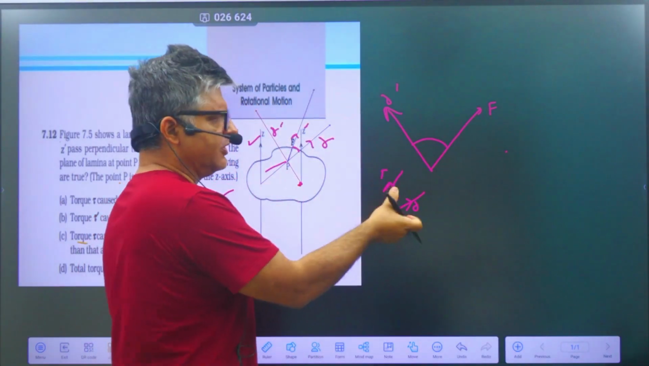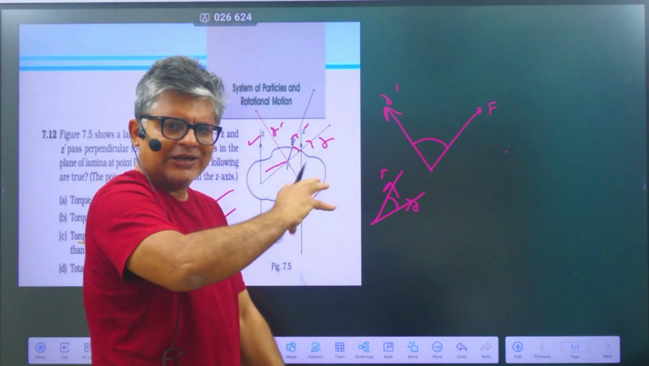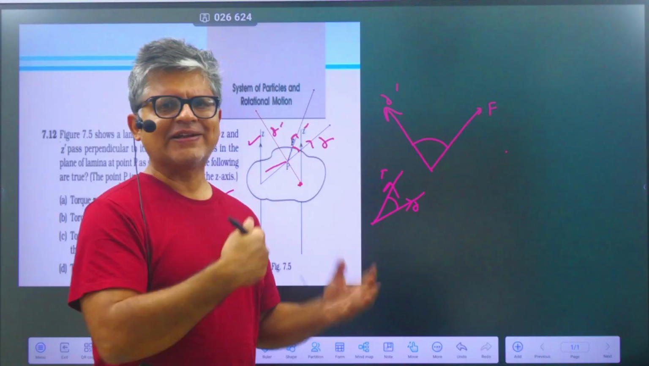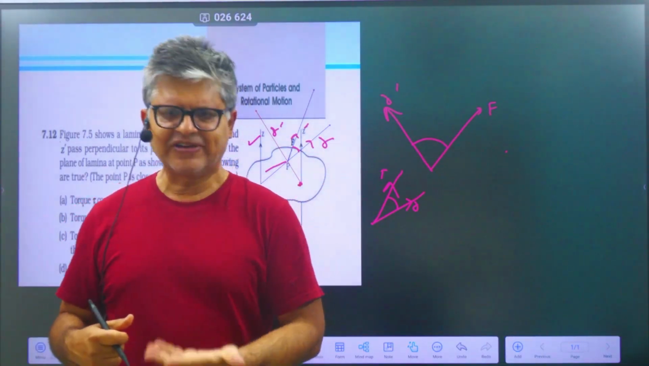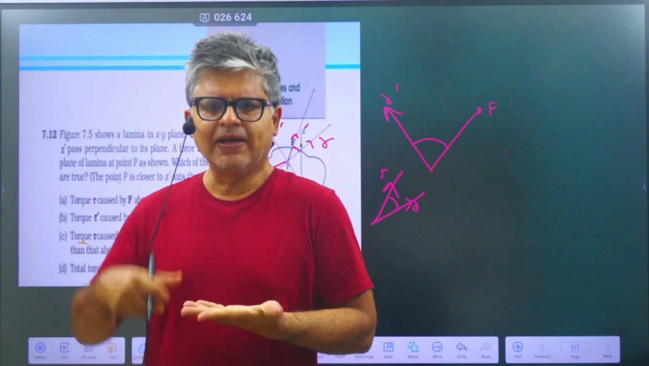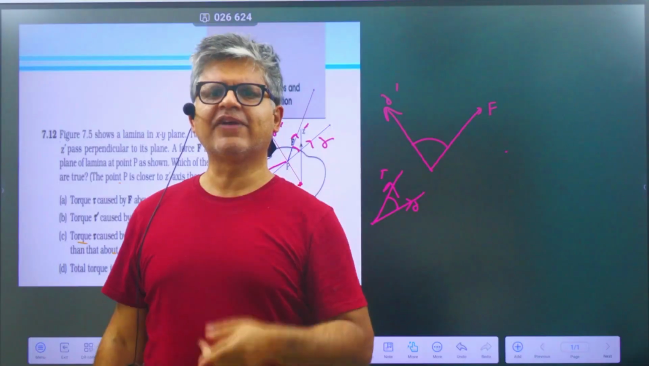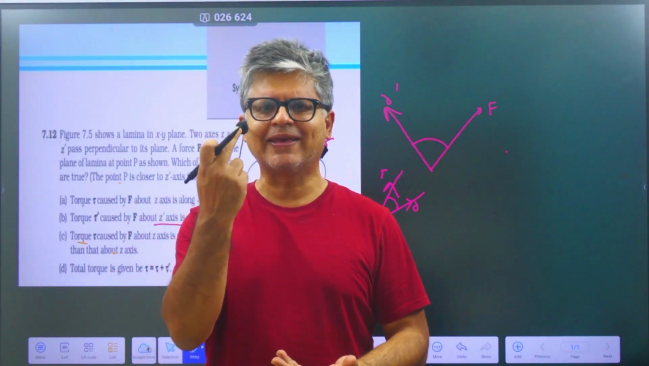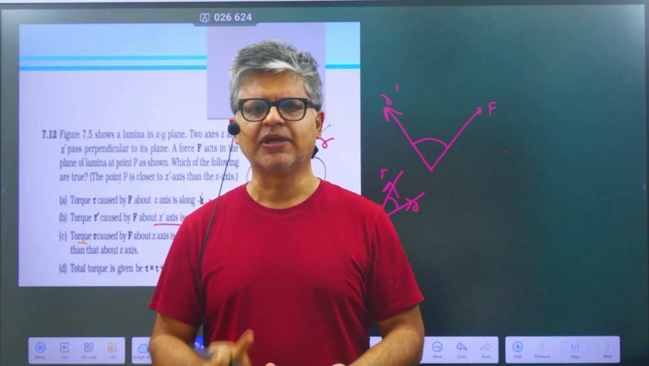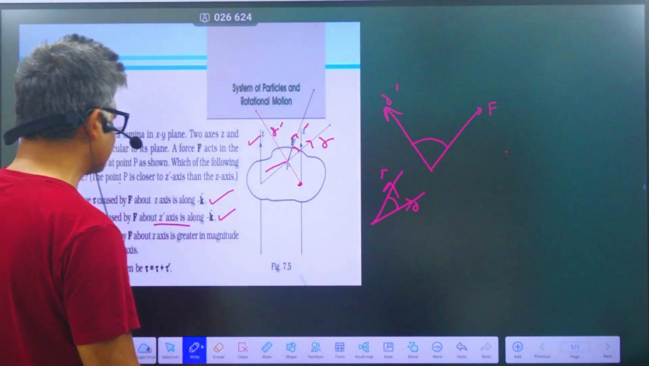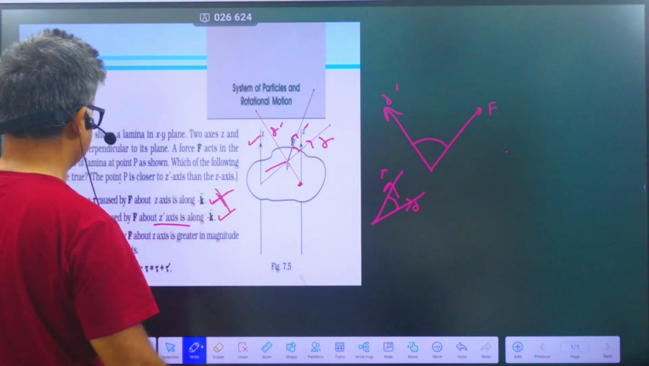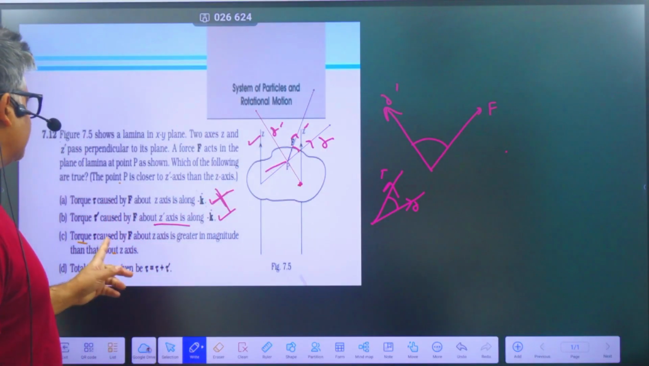I will have to take the right hand rule from R to F, and you can see the torque vector is coming out of the board. In the case of your lamina, since the vector is coming outward, it is in the plus K direction. So the torque for the Z axis situation is plus K and not minus K. So if you see, the torque created by this is minus K, so this is not correct. I hope this makes sense to you.